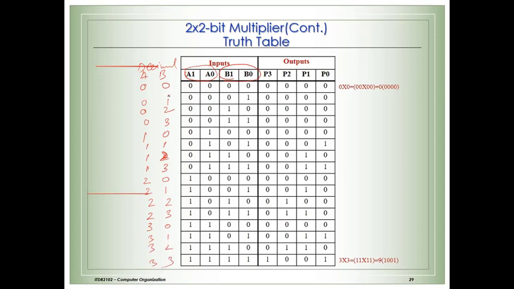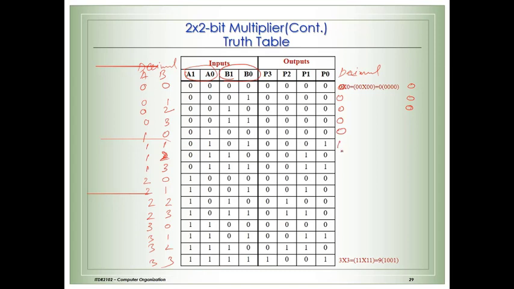Got it? So if you multiply 0 and 0, what is the output? 0. 0 and 1, 0. 0 and 2, 0. I will write here. 0, then 0, then 0, then 0 and 3, 0. Then 1 and 0 again. I am writing in decimal. Here this is again in decimal. Correct? Then 1 and 0, 0.